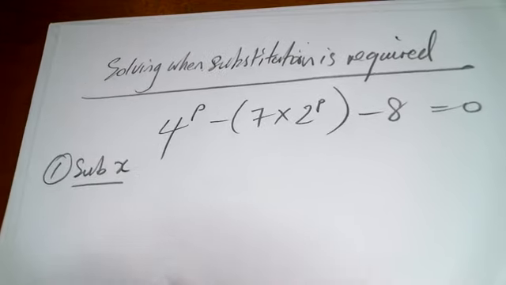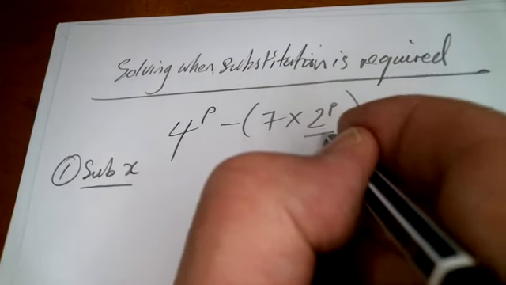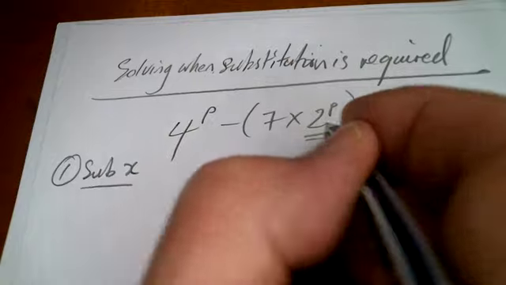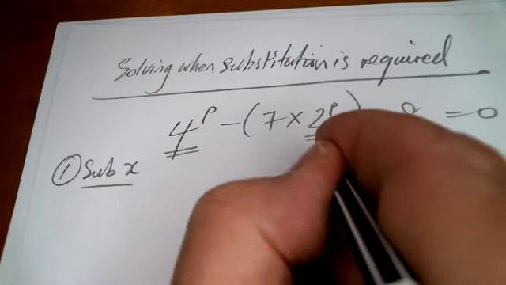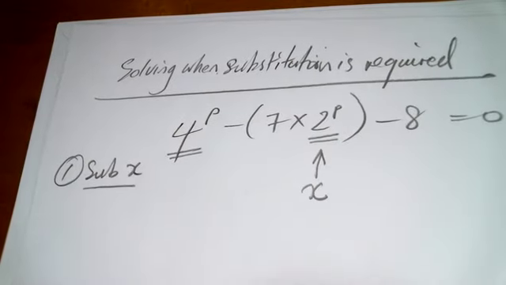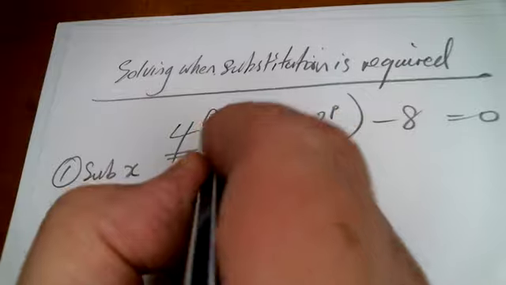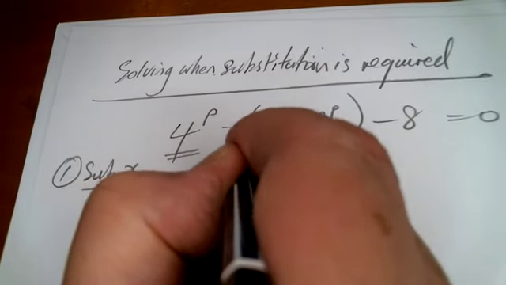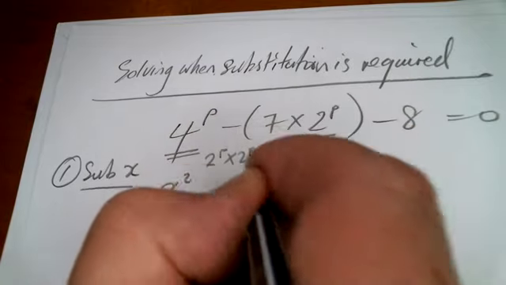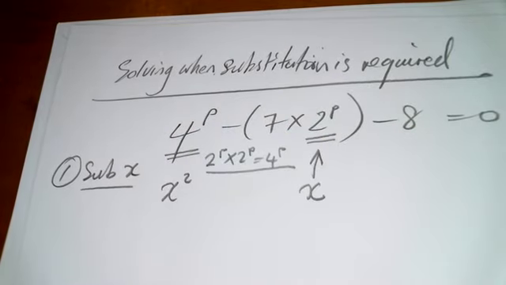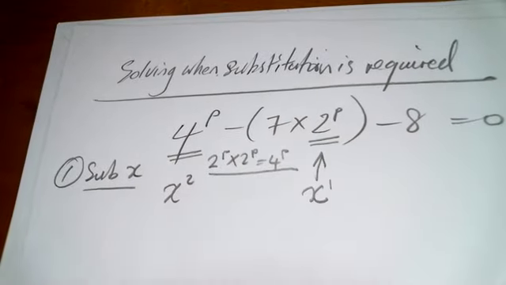So let's have a look at this. What evidence do I have of where an x could be? Well, this is 2 to the power of p. This is 4 to the power of p. So really, this could be an x. Let's call that x for a moment. And if we call that x, this would be nicely x squared, because we know that 2 to the power of p times 2 to the power of p is 4 to the power of p. So that kind of works out.